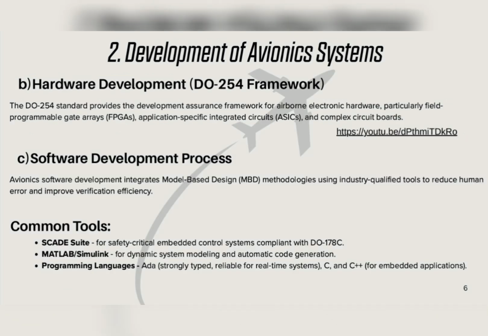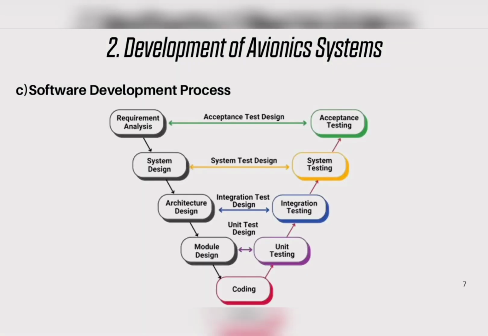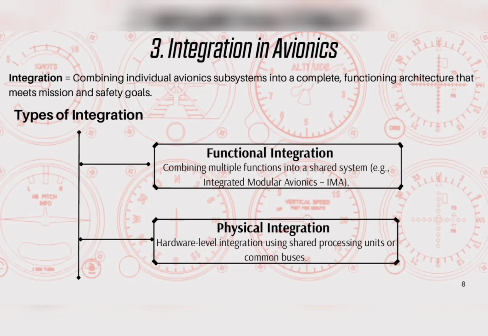B, for hardware, DO-254 provides a parallel assurance framework. DO-254 focuses on airborne electronic hardware like FPGAs, ASICs, and complex PCBs. It mandates comparable planning, requirements decomposition, verification, and configuration control, with attention to hardware lifecycle specifics such as manufacturing variants and silicon revisions. C, for software, avionics software development integrates model-based design, MBD, methodologies using industry-qualified tools to reduce human error and improve verification efficiency.